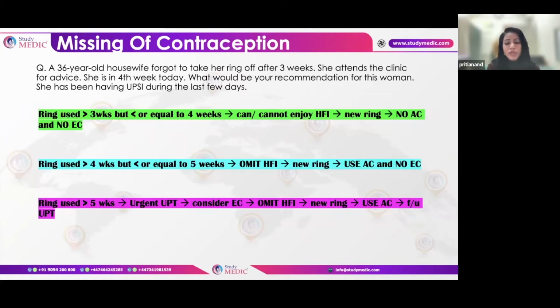But if the same ring is retained for the 5th week, you need to omit the hormone-free interval, put a new ring, and use additional contraception for 7 days. But again, EC is not required even if there has been UPSI. If the same ring is retained for more than 5 weeks and there has been UPSI, an urgent pregnancy test needs to be done. Consider giving her emergency contraception, omit the hormone-free interval, a new ring can be given, and additional contraception for 7 days with a follow-up pregnancy test.